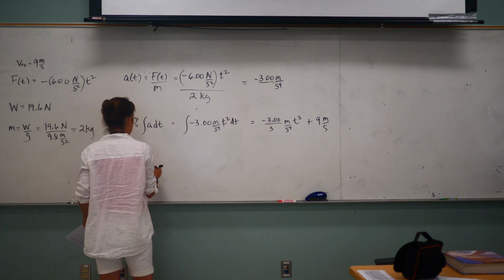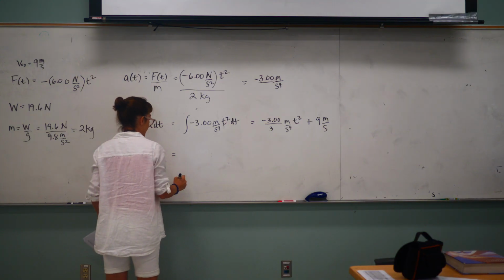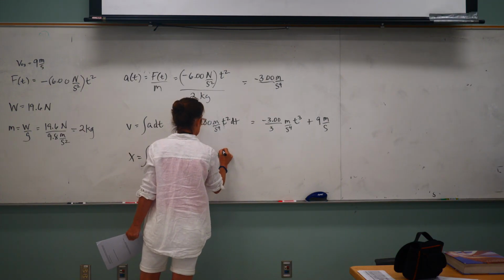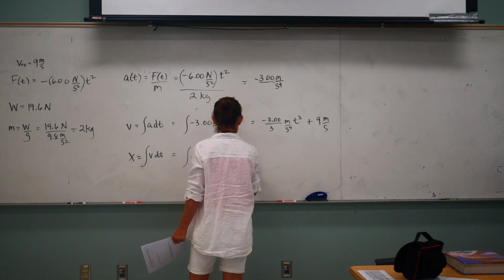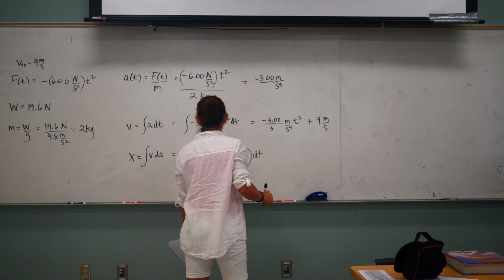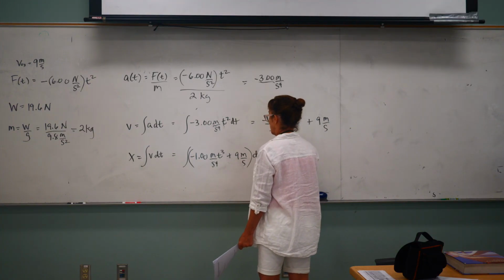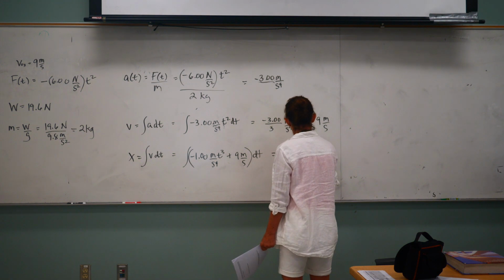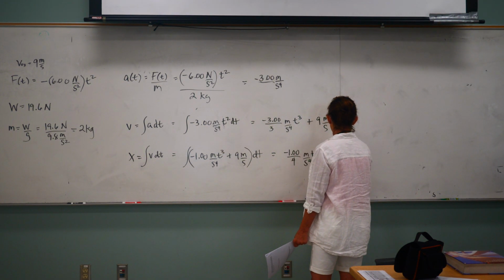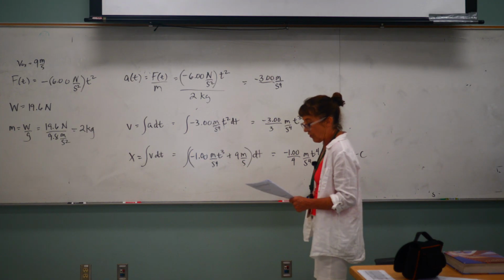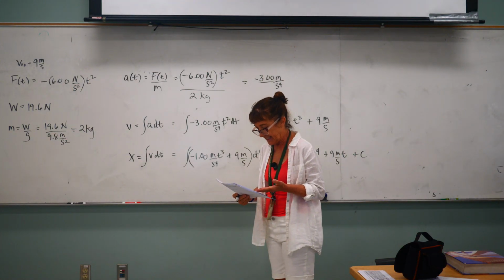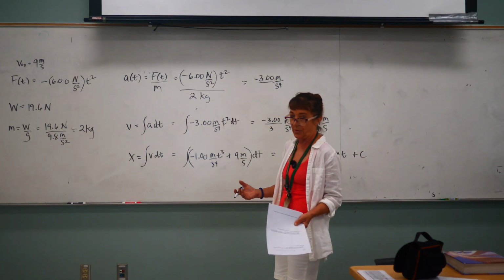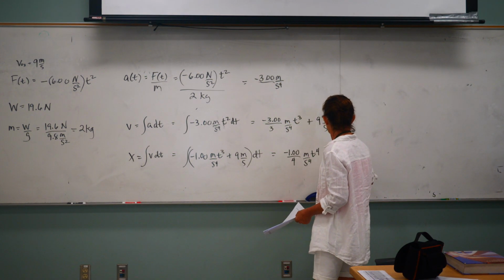Position, x equals the integral of v dt equals the integral of negative 1.00 meters per seconds to the fourth t cubed plus 9 meters per second dt. And I'm going to get negative 1.00 over 4 meters over seconds to the fourth times t to the fourth plus 9 meters per second t plus c. All right, my initial conditions. The problem states, how far does the box move from its position at t equals 0 before coming to rest? I will call its position 0. So at t equals 0, c will equal 0.